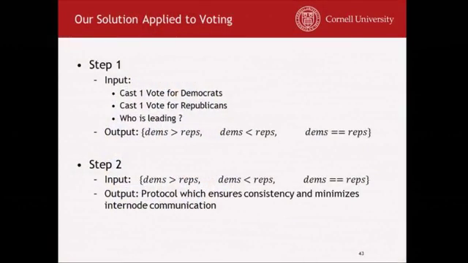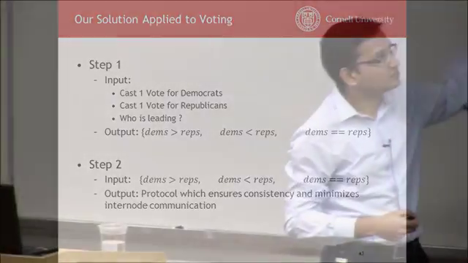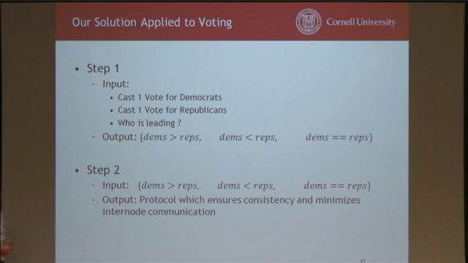So let us apply the solution to the voting example. The input in the voting example was this set of 3 transaction types. The output of the first step would be these 3 equivalence classes: one in which the Democrats are leading, one in which the Republicans are leading, and one in which they are tied. This is going to feed into the second step. The output of the second step is going to be a protocol which ensures consistency by requiring that the replicas always stay in the same equivalence class. Whenever you are changing from one equivalence class to another, the protocol is going to ensure that that happens consistently, and no one perceives that you are in two different states. That's how we are going to achieve strong consistency.